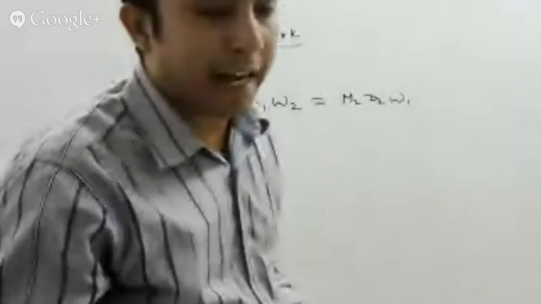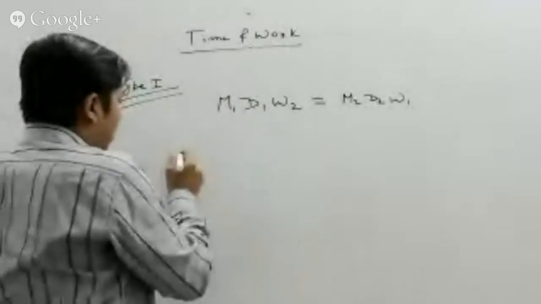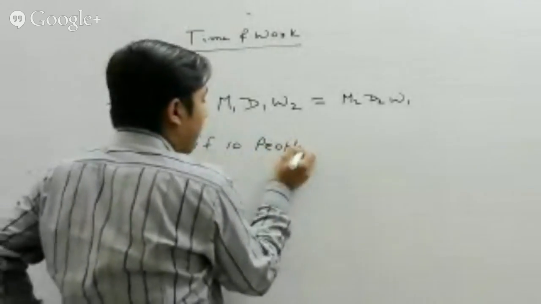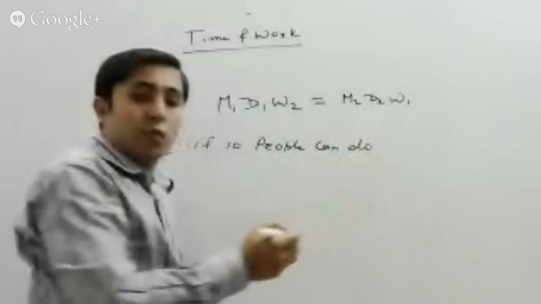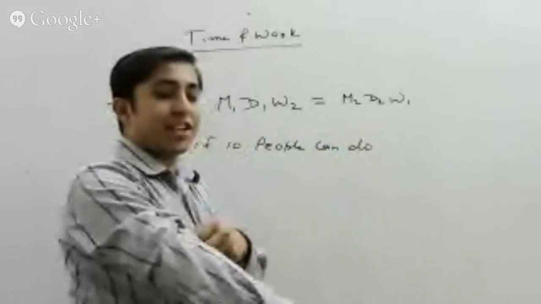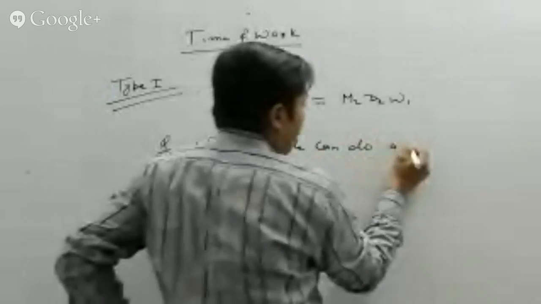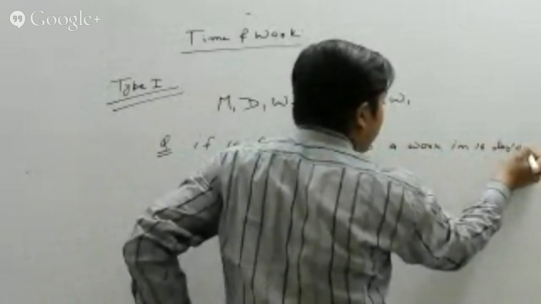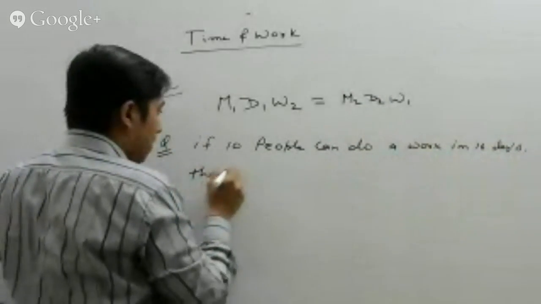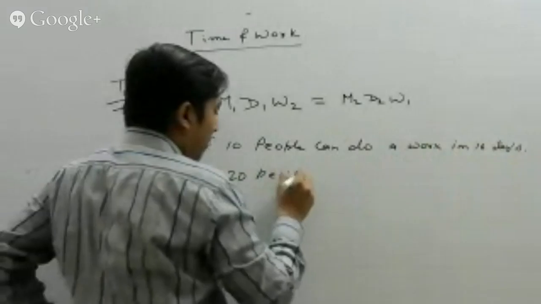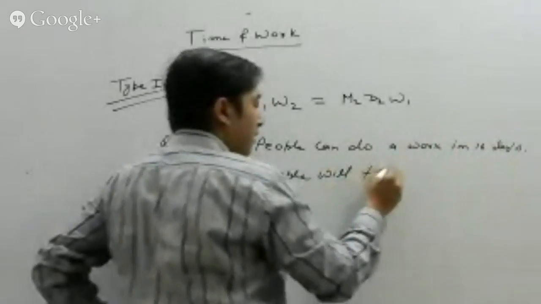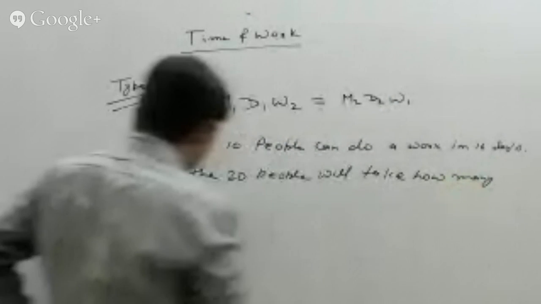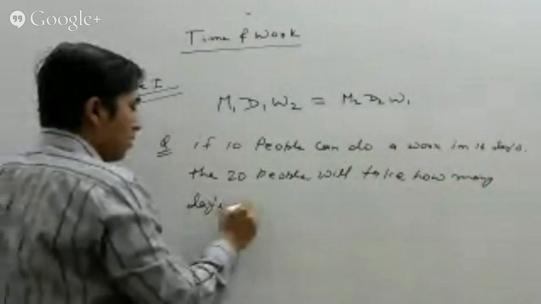Let's take another example of the same type. The question is, if 10 people can do a work in 16 days, then 20 people will take how many days to complete it?